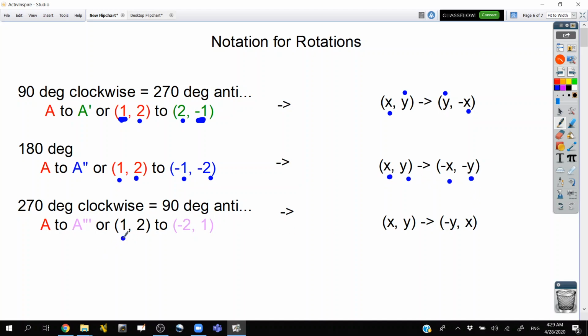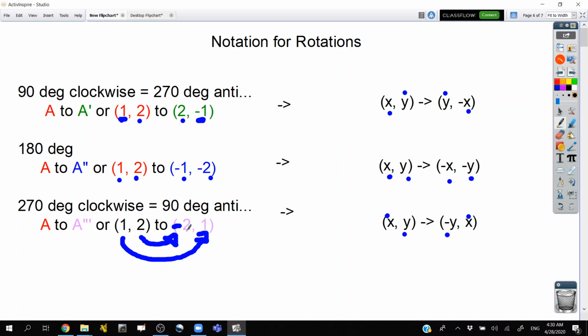And here that x coordinate went to the y coordinate and the y coordinate went to the x coordinate and it became negative. So the y coordinate goes to the x coordinate and becomes negative. The x coordinate goes to the y coordinate.